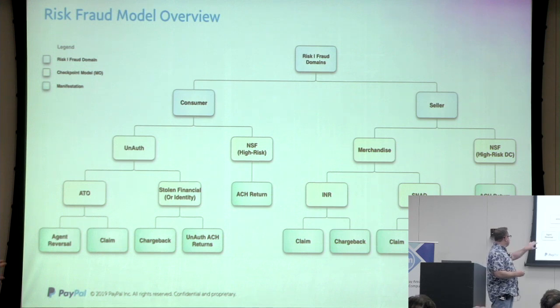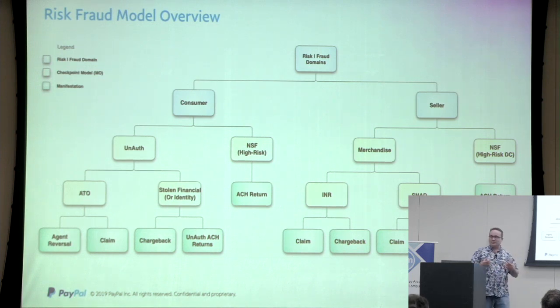Now, in green here is what we call a manifestation. If the models are suboptimal or they're failing and bad actors are slipping through, we start seeing these manifestations. We start seeing claims from our customers like, hey, I didn't make that payment, or I didn't move that money. And as you go over, you start seeing chargebacks coming in.